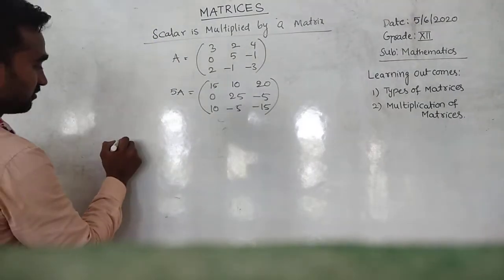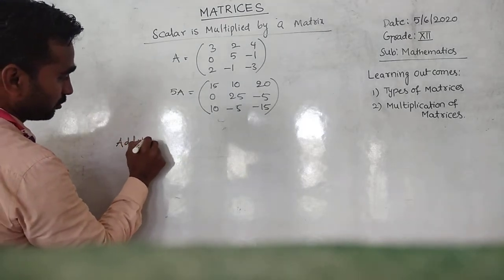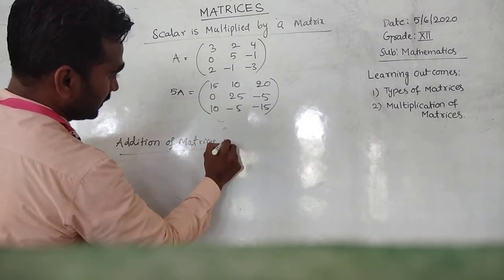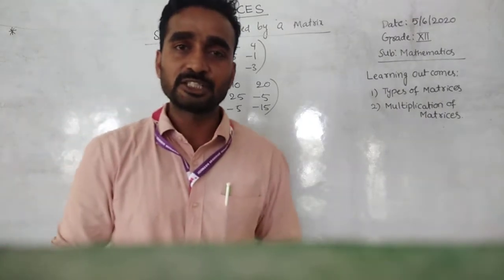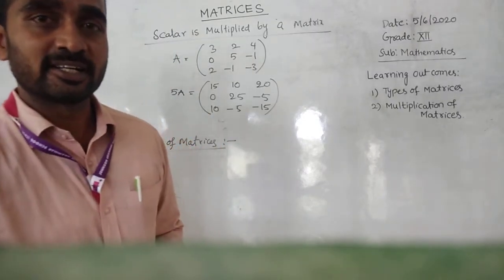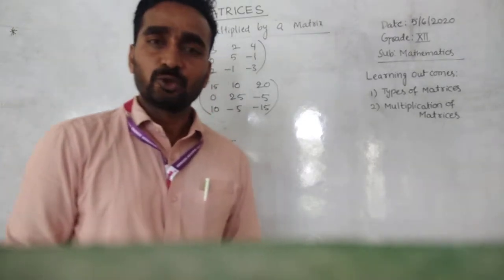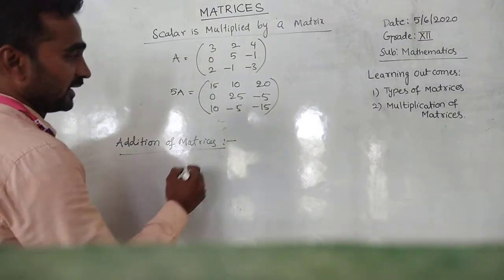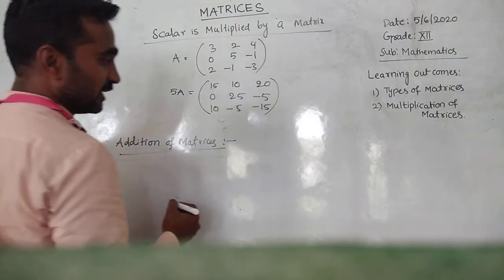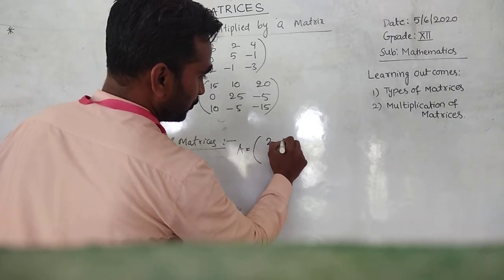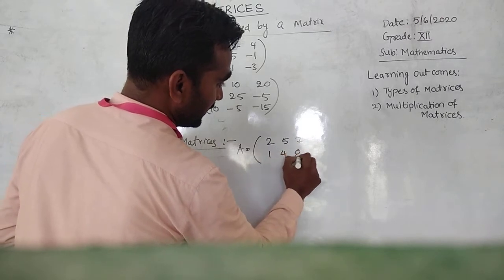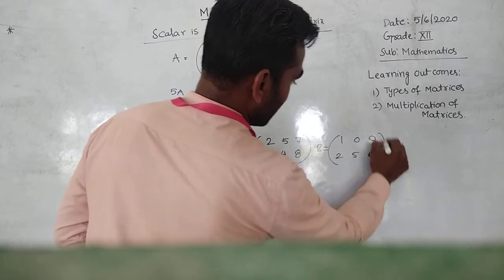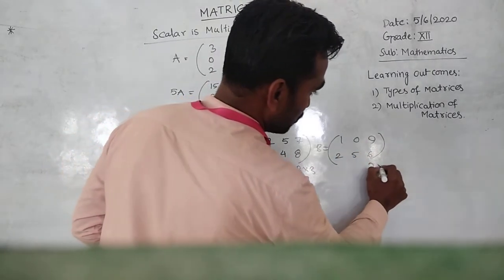Next, the addition of matrices. The addition of any two matrices is possible only if their orders are the same. If A and B are two matrices, A plus B is possible only when their orders are equal. Take any two matrices A and B. For example, A is equal to [2, 5, 7; 1, 4, 8] and B is equal to [1, 0, 9; 2, 5, 6]. This is a 2 by 3 matrix and this is also a 2 by 3 matrix.